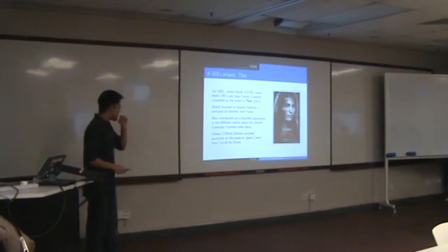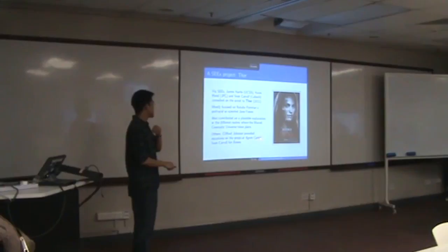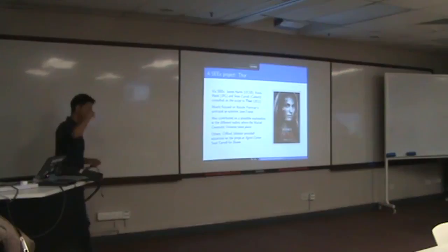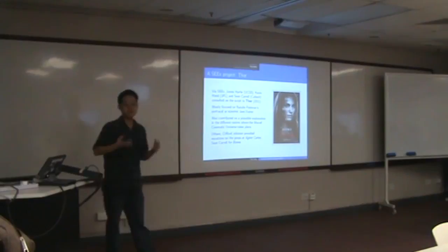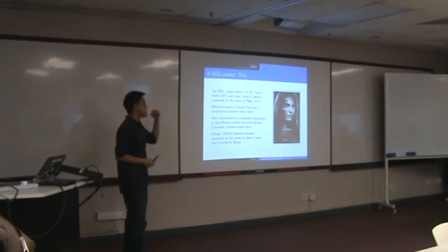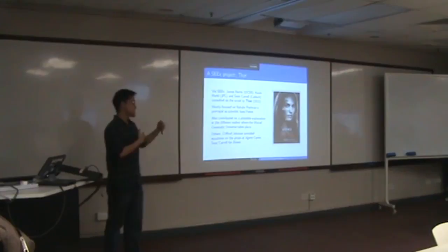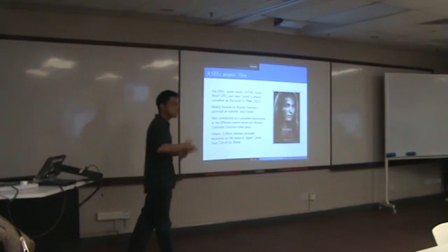Another example, Agent Carter. Clifford Johnson consulted on the TV show Agent Carter. There's one episode where a character suddenly becomes like a ghost. He is unable to touch solid objects. So the explanation that Clifford tried to give is something like quantum states and things like that. So yeah, it doesn't make sense, but you know, illusion of possibility.